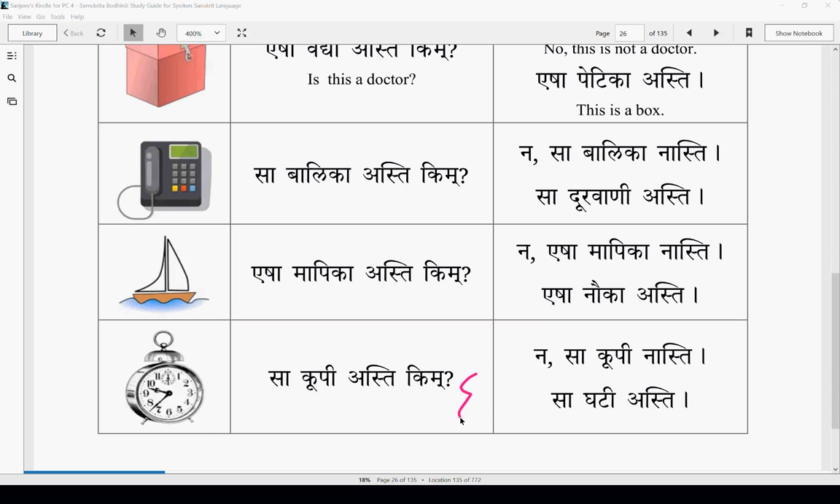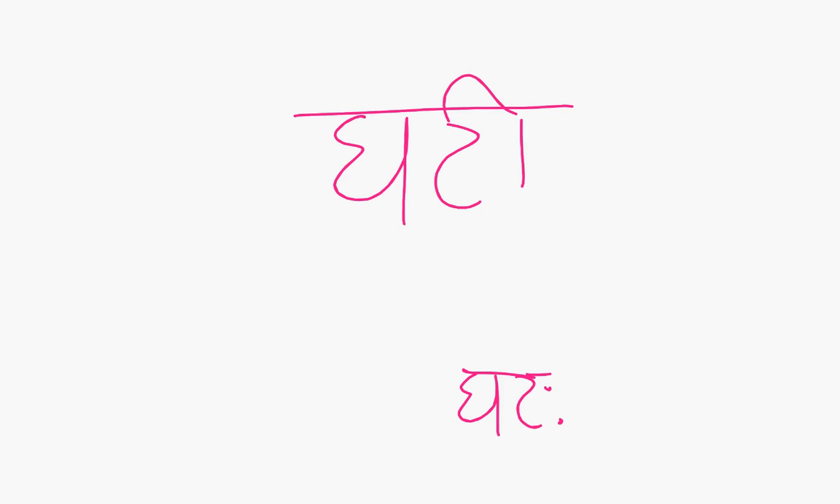Ghataha means... Ghataha is a pot, Mahodaya? Yeah, Ghataha, pot. Ghati. I'm sorry, too much noise outside. Okay, but others are there. Ghataha means pot. What is Ghati? Clock. Clock? Yeah.